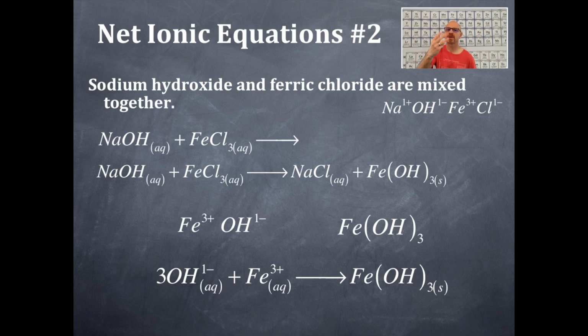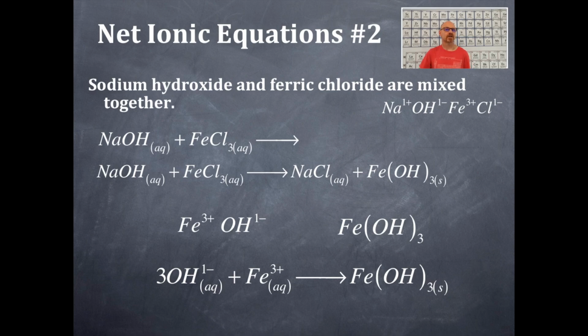That's a total of a 3- charge for the hydroxide. And then the iron 3+ charge. Okay? That's a total of a 3+ charge. If I were to add 3- and 3+, I get a 0. So this is balanced for charge and for mass.